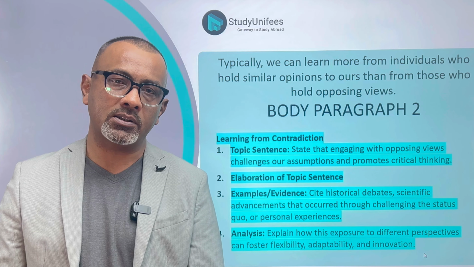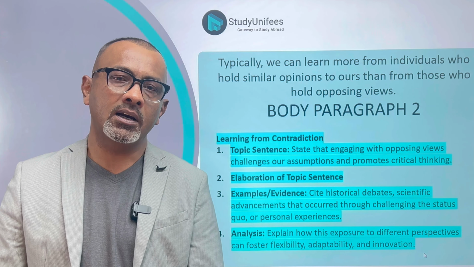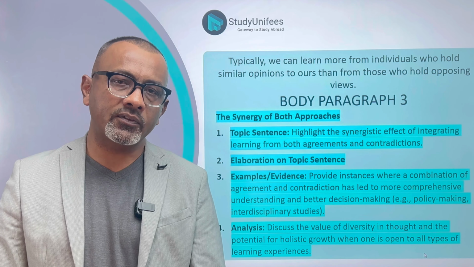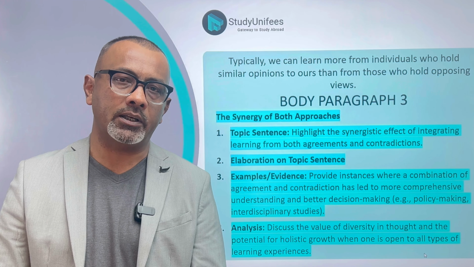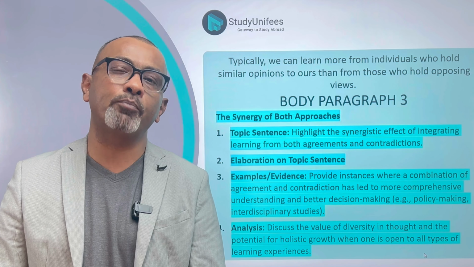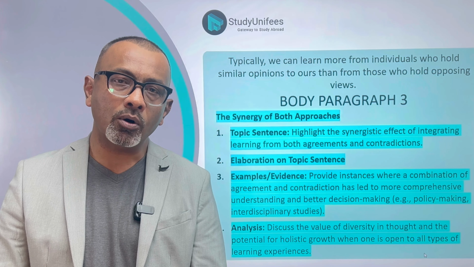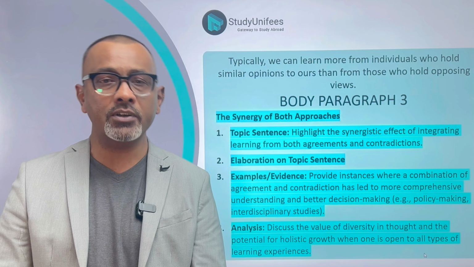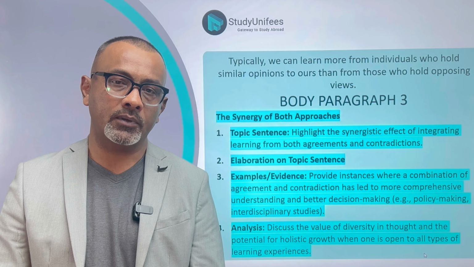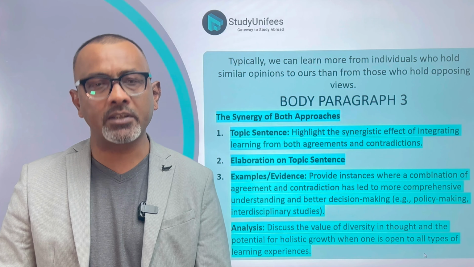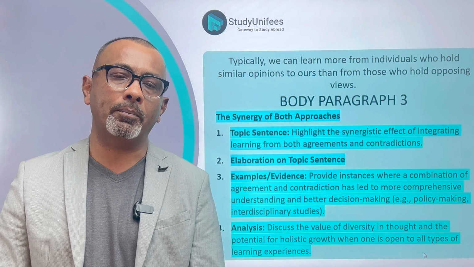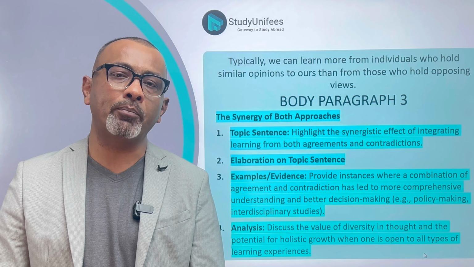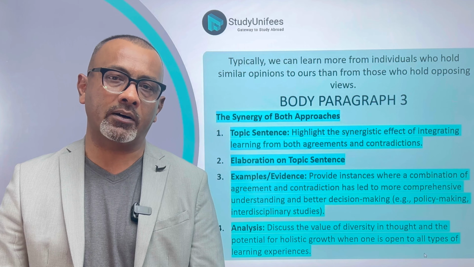Then elaborate upon this, provide examples and evidence, and finally wrap up your discussion of this part of the essay. In body paragraph 3, which is the most important part of the body, talk about the synthesis of both approaches. Talk about how a combination of learning from people that you agree with and people that you disagree with is the best approach. Elaborate upon this in your topic sentence and justify it in the follow-up. If possible, give examples and more evidence, and then wrap up the body with a statement that concludes the paragraph.